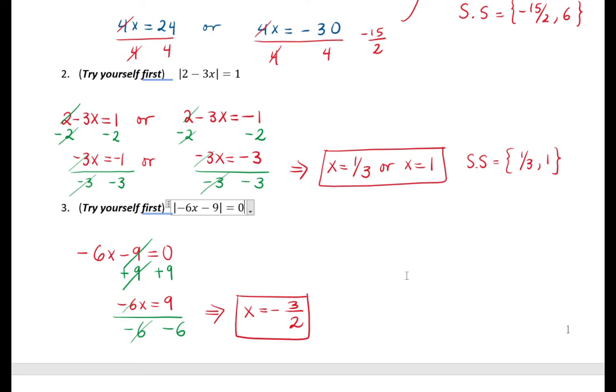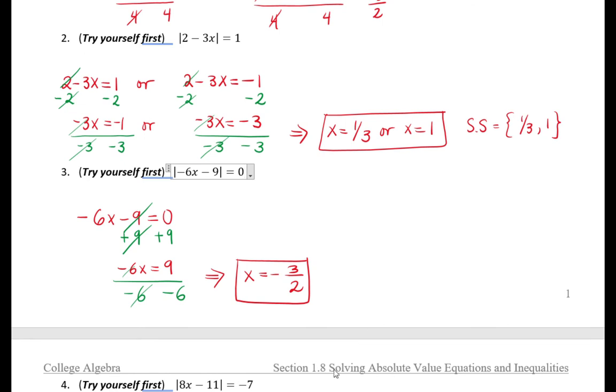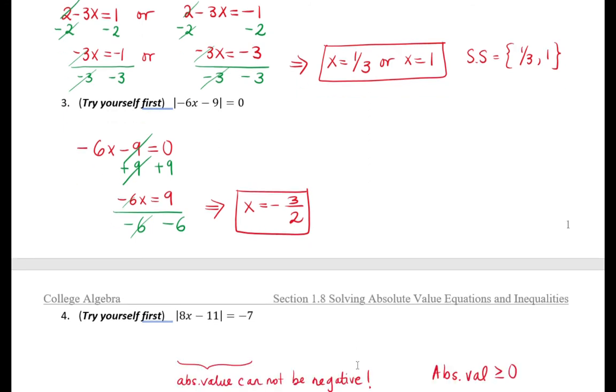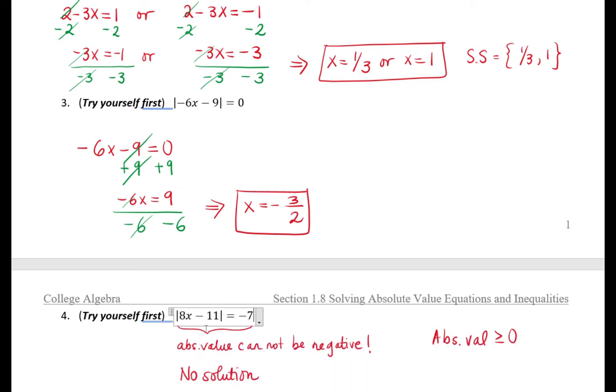Now let's move to the next one. The next one is again a try yourself problem, but just be careful in this case. Can you pause the video and check this one for a minute? Probably you realized the right side is negative 7. An absolute value can't be negative. The outcome of an absolute value can't be negative. So this one has no solution. You can directly stop. The right side needs to be at least 0 whenever you solve an absolute value problem.